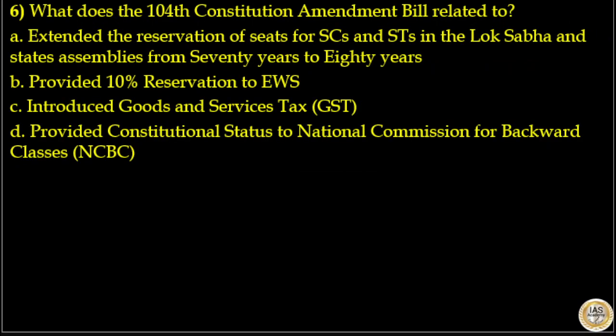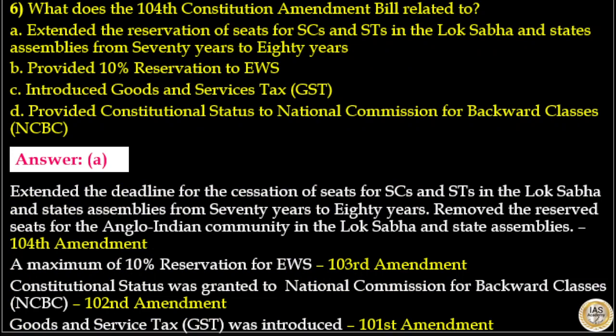What is the 104th Constitutional Amendment Bill related to? Options are: extended the reservation of seats for SCs and STs in Lok Sabha and state assemblies from 70 years to 80 years. That is the 104th Amendment. Provided 10% reservation to EWS. That is the 103rd Amendment. Introduced goods and services tax. That is the 101st Amendment. Provided constitutional status to National Commission for Backward Classes, that is NCBC. Related to the 102nd Amendment. So, here the answer to this question is option A.